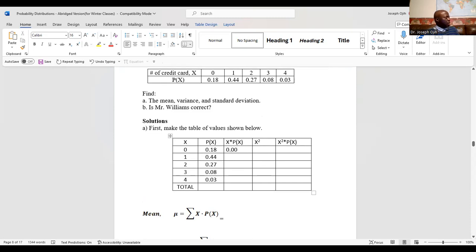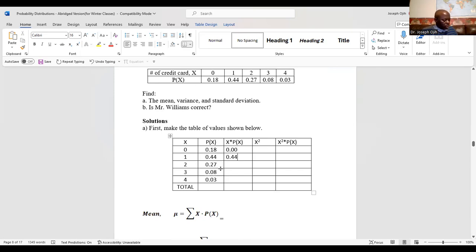Give me 1 minute. Let us make this faster. So we have this. Can put all this in the calculator to get our result. The next thing is 1 times 0.44, which is 0.44. 2 times 0.27. So we go like that. We continue like that until we get the rest of them.